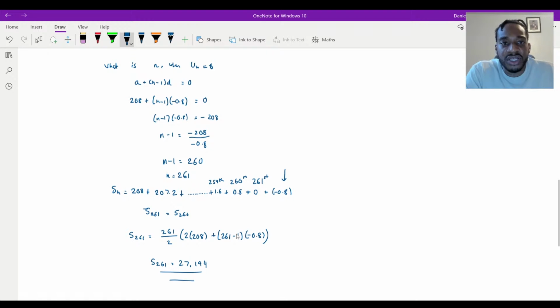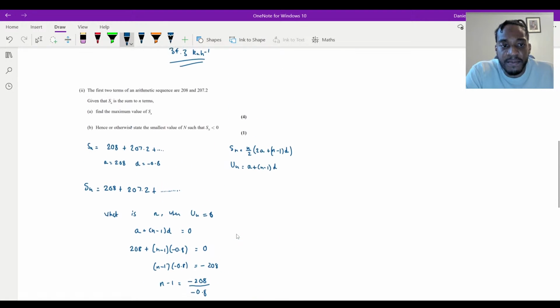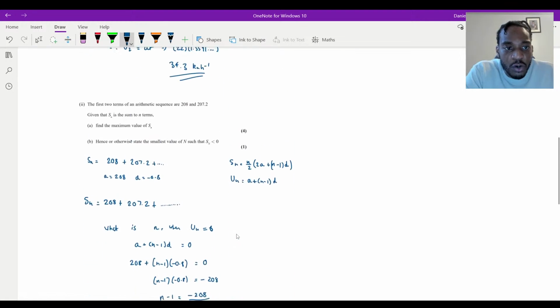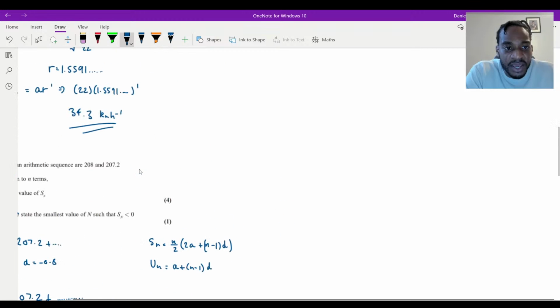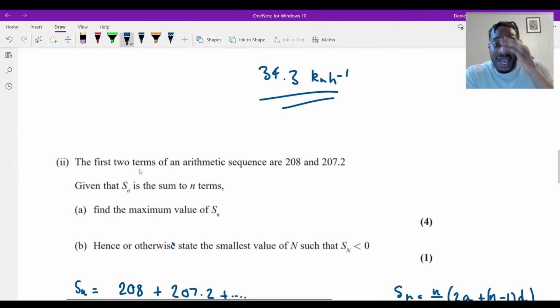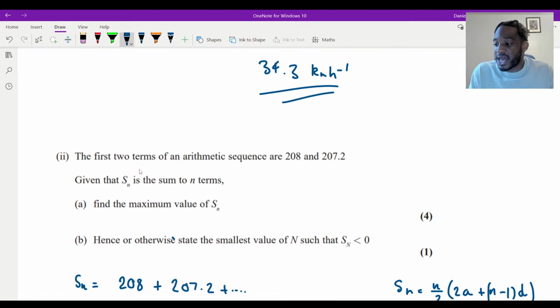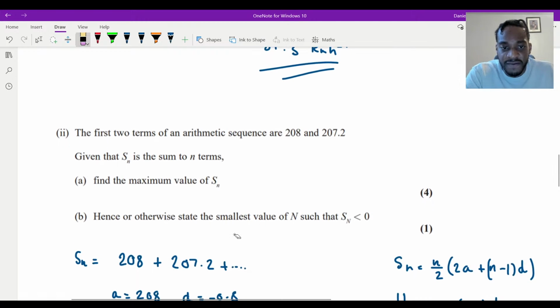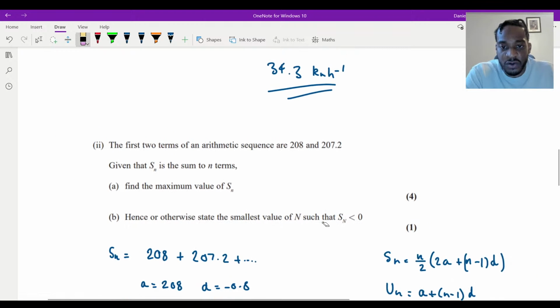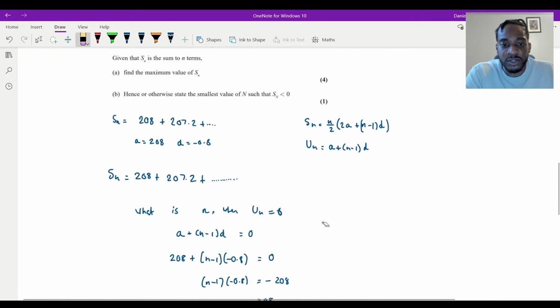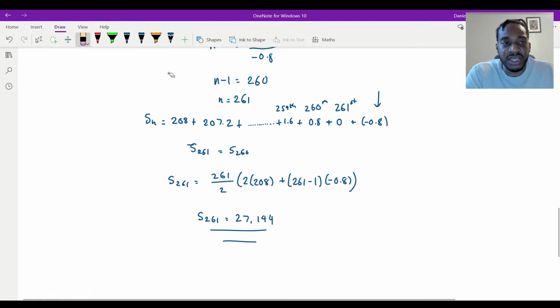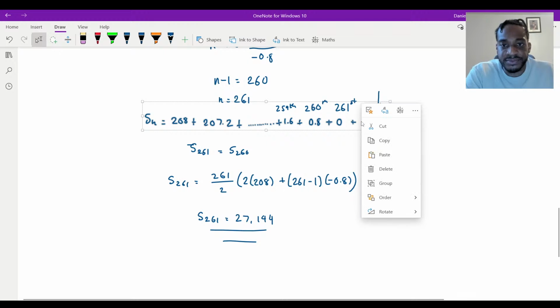Okay. So got this here. And then now let us go to the next one, which is part B. It says, hence or otherwise, state the smallest value of n such that Sn is less than 0. So what do we need to do here? With this one, we need to find the values of n where the sum is less than 0. So, okay. What we figured out is that with this one, we copy this here.